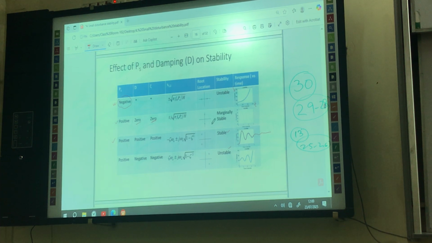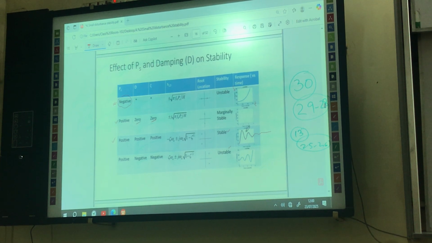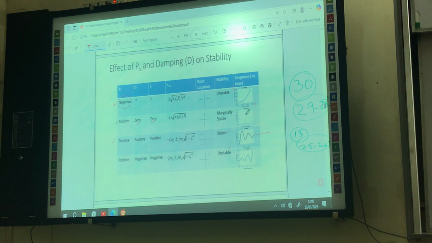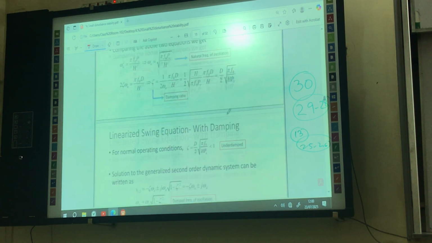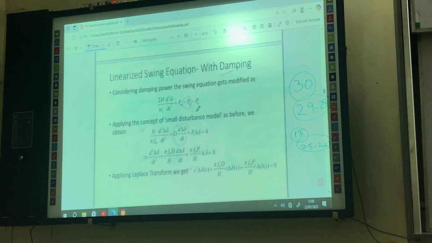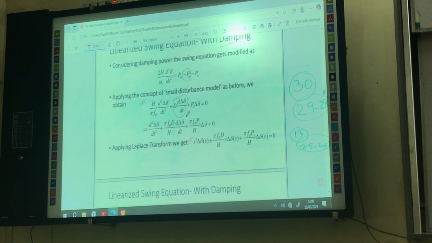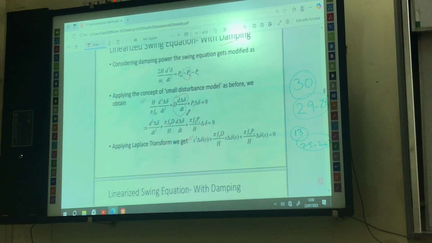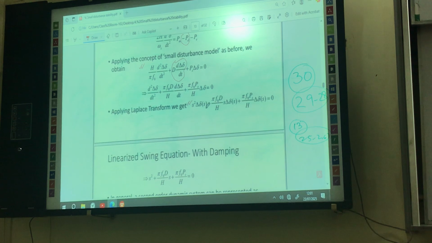Now, we completed up to here in the last class. I told you that we took help of the Laplace transform for convenience, so that we can easily solve the problem and observe the stability status of the system. That's why we used the Laplace transform.